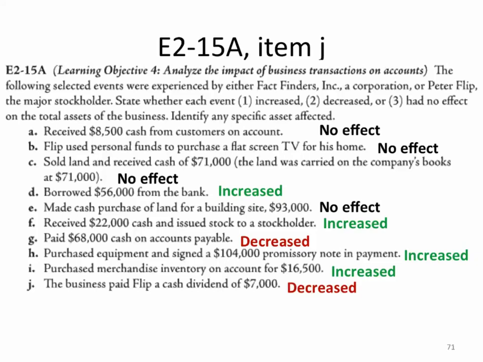Okay. The business paid Flip a cash dividend of $7,000. Now keep in mind we're doing this from the business standpoint. We paid a cash dividend. That means cash went out, so cash decreased. Dividends impact equity. So the impact on total assets of J is it decreased.